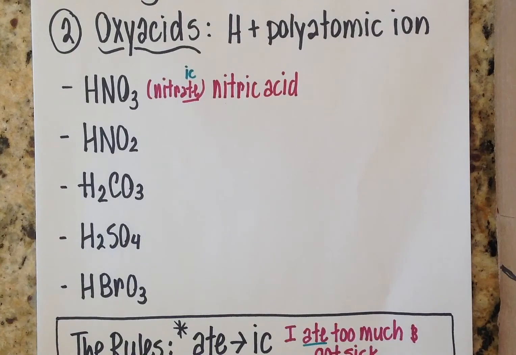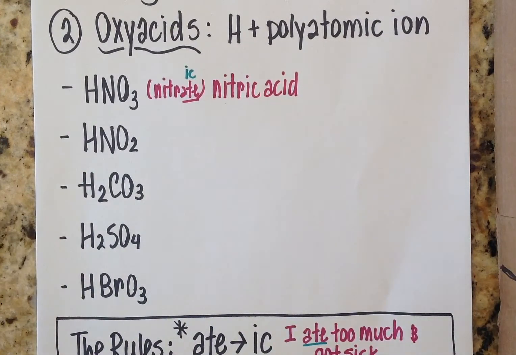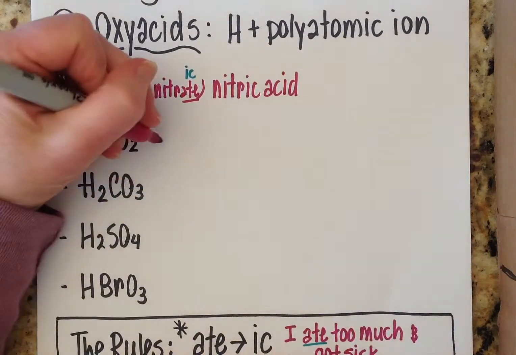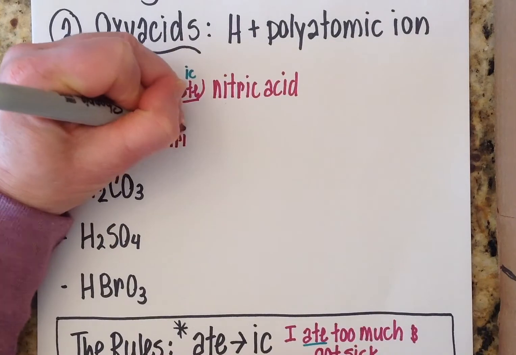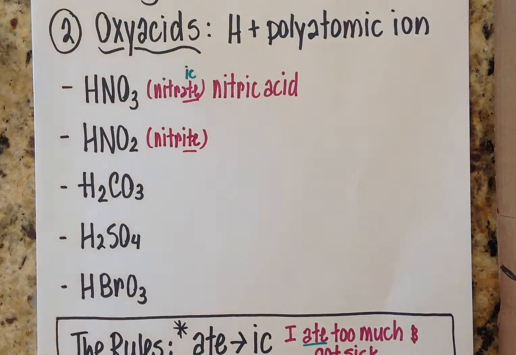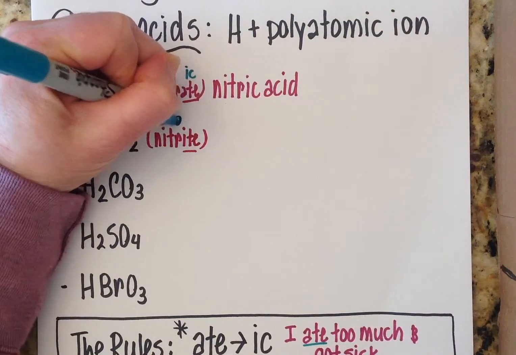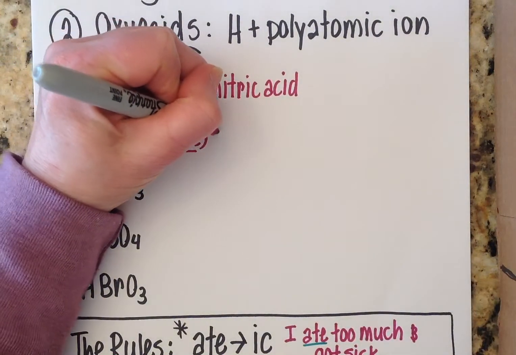Number 2. I recognize it immediately as an acid because there's an H in the front, and this time I notice it's with nitrite, which is also a polyatomic ion. So we're going to make a note of that. Now we know that ite turns into ous. No hydro in front because it's an oxyacid, so this is going to be nitrous acid.